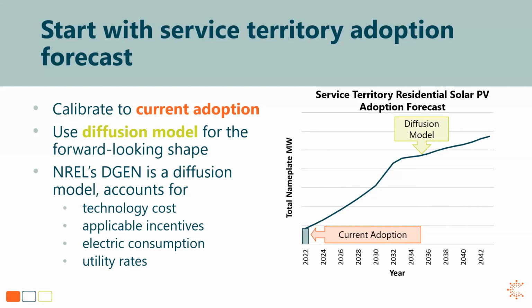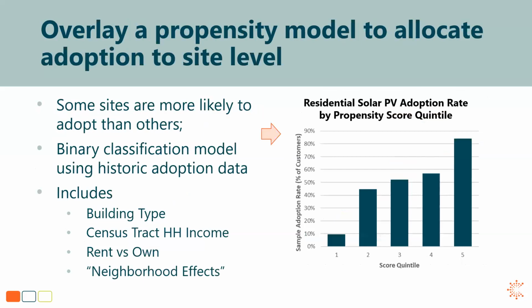But that's really not where I want to stop. I want to get this down to a locational level. So on this next slide, I'll talk about that. And I feel like this is something that we've talked about up on the stage for the last couple of days as well, thinking about a propensity model or something to take that overall solar forecast, and then push it down across the service territory. So starting off with just the premise that some sites are more likely to adopt than others, we'll fit a binary classification model to figure out how we do that allocation.